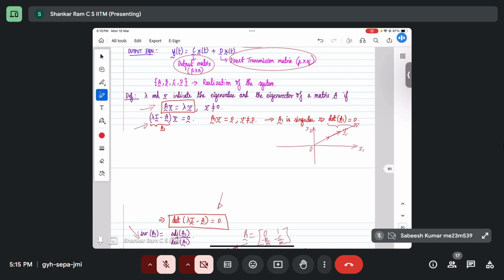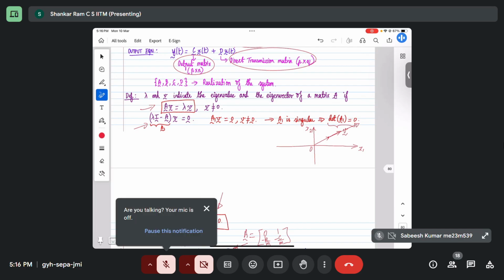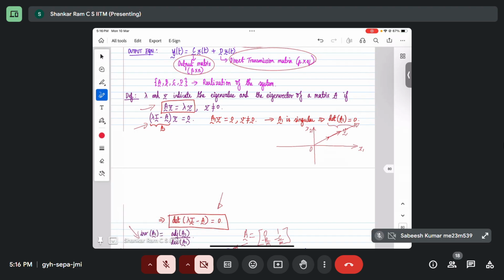And this arrow, which denotes the direction, is the eigenvector. So that is the basis of a graphical interpretation of eigenvalue and eigenvector. But this is only a specific case, and we will interpret more as we go along. Eigenvalues are going to become very important for stability as far as state space representation is concerned. Thank you so much, sir.